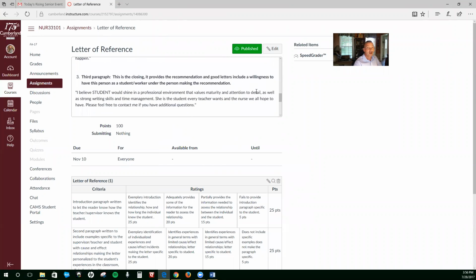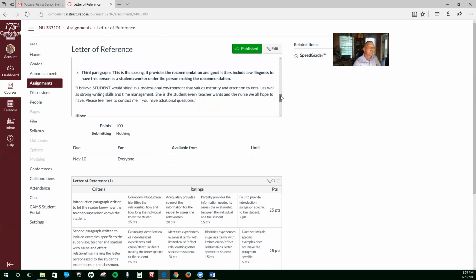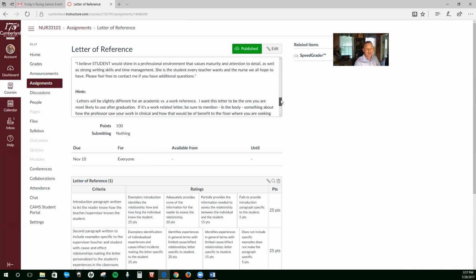Third paragraph, closing. You see your guidelines right here. It also provides a letter, provides a recommendation, and it goes into like a personal, hey, this student was amazing, great grasp of the clinical policies, and I would love to have this person work for me in the future, or something like that. And that speaks volumes when they are willing to have you as a nurse work with them on the floor, or as if they were the nurse manager.